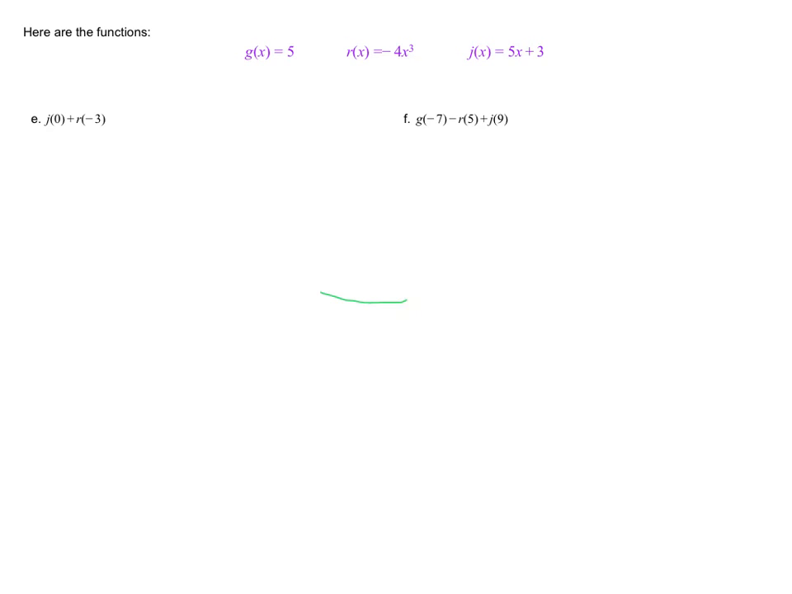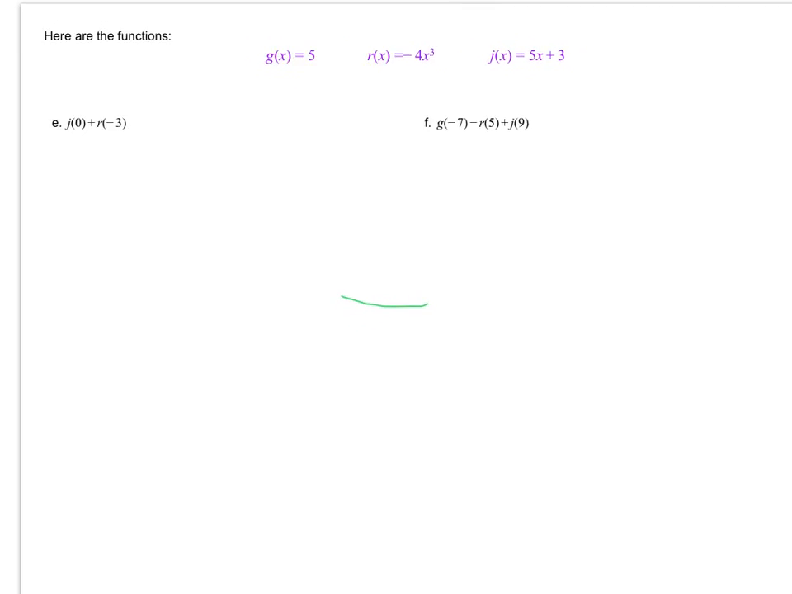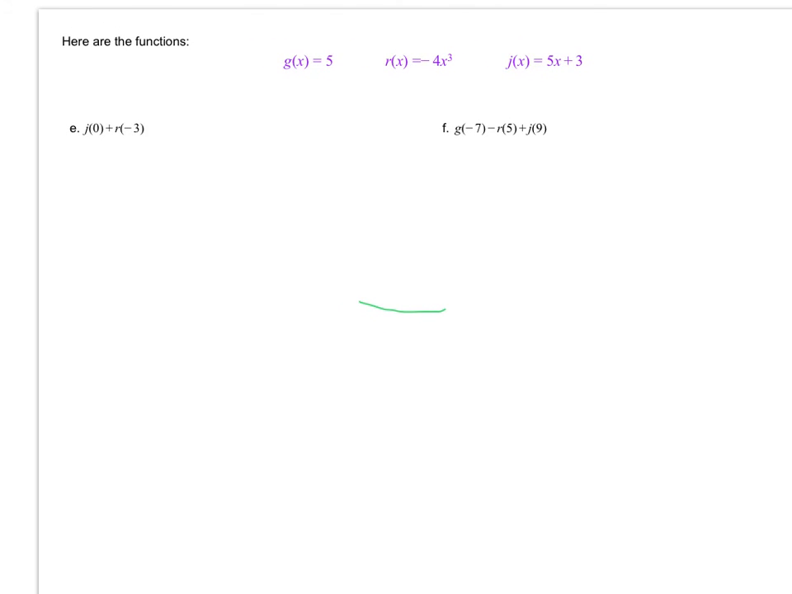Then on our final slide, we have our three functions again on the top of your paper so you can see them easily. The same three functions from before. And we're going to move to letter E here, which is j of 0 plus r of negative 3. So first thing we want to do is find j of 0, which is 5 times 0 plus 3.